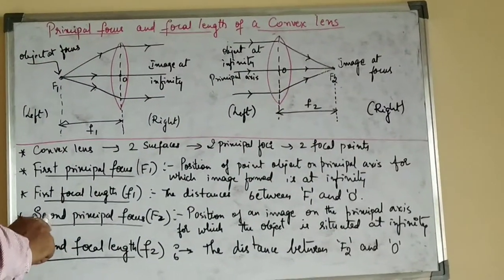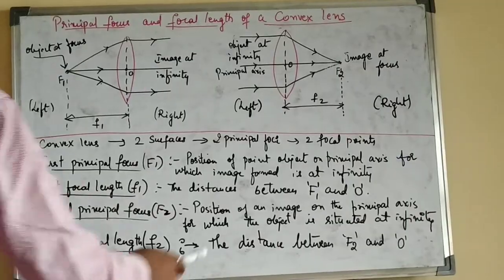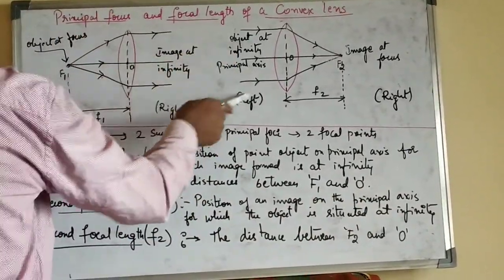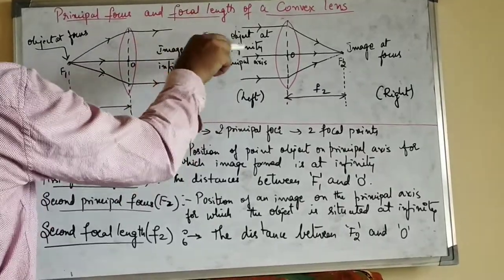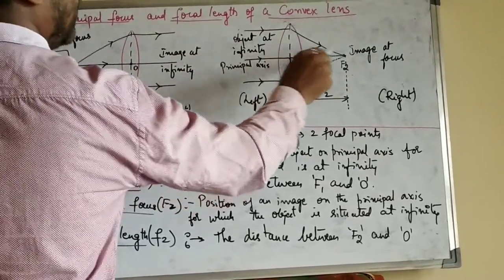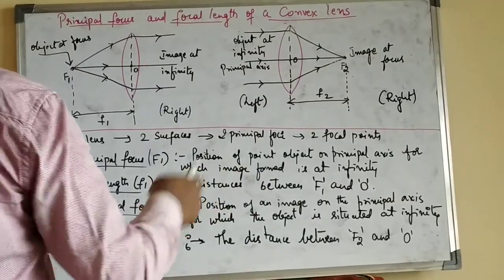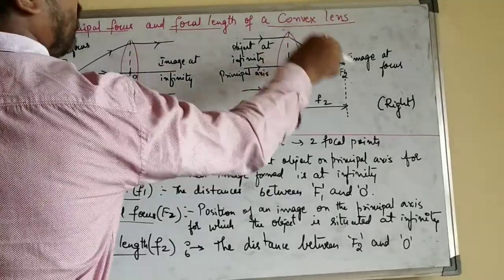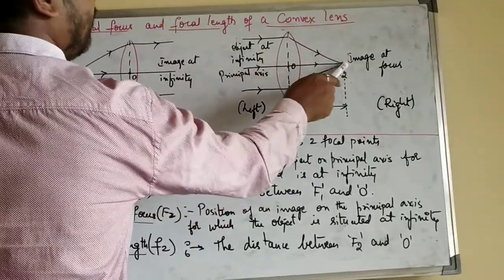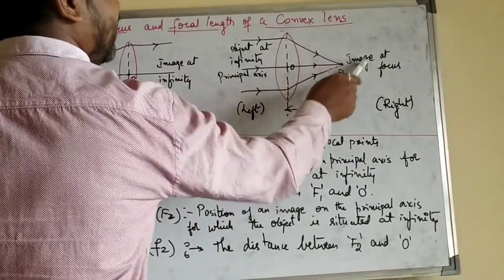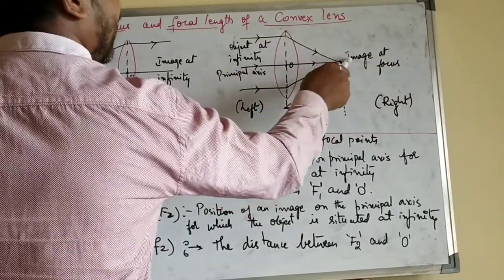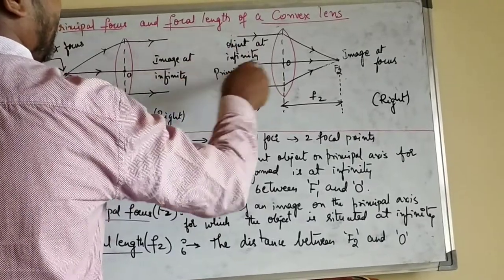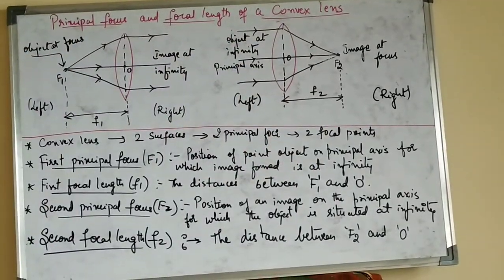Okay. Now, what is the second principal focus definition? The position of the object on the principal axis. Sorry, the position of the image. For the second principal focus, you should concentrate on the image. Second principal focus is the position of the image on the principal axis for which the object is placed at infinity, or the object is situated at infinity.